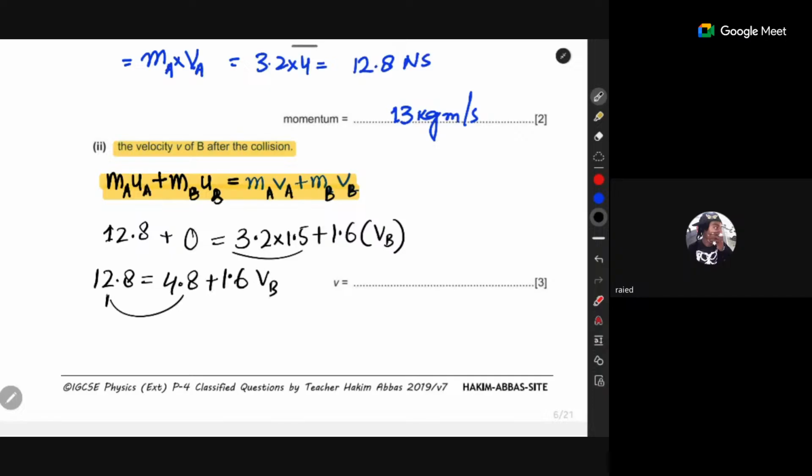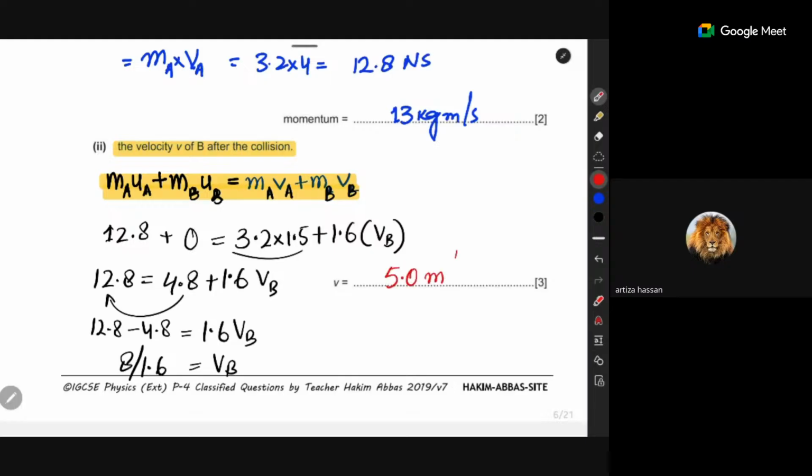Now shift this to that side. It will be 12.8 minus 4.8, and it will be equal to 1.6 times velocity of B. That will be 8 divided by 1.6. That will be equal to VB, and it is 5 meters per second. You got the point? Is it the same? 8 divided by 1.6, what is the number? Yeah, it's the same.